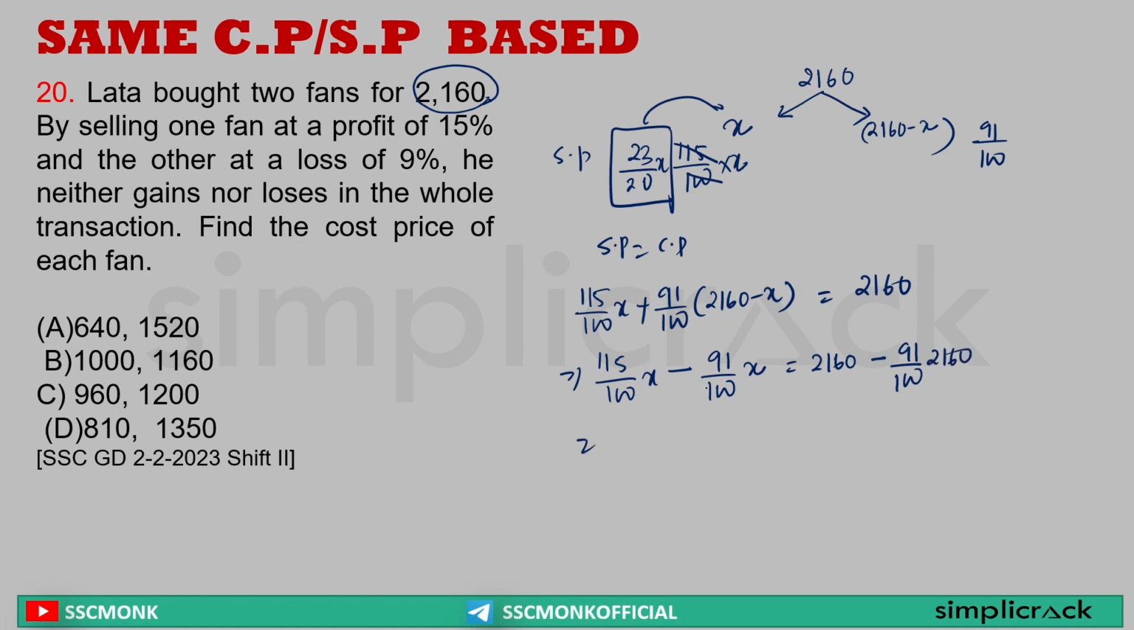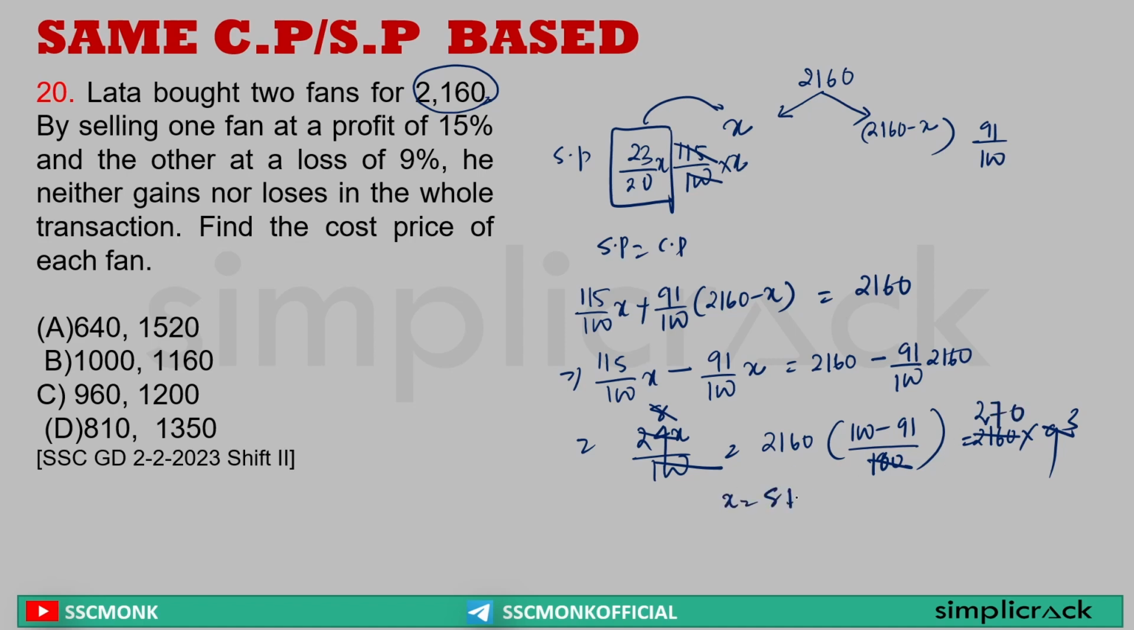Sir, here 115 minus 91 is equal to 24X by 100. If I take out 2160 in common, this will be (100 minus 91) by 100. The 100s cross out in both the cases. Here it is 2160 into 9. Now 3 8s are 24, 3 3s are 9, 8 2s are 16, 5 6 8 7s are 56, 0. The value of X is equal to 270 into 3, that is equal to 810.